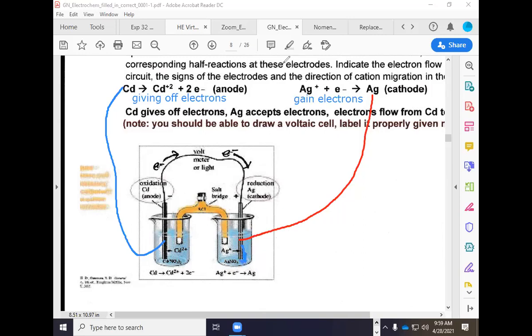I guess blue on blue is not that good of a color. Okay, so silver solid would start to form on here, because the silver ions are gaining electrons and becoming silver solid. This is solid. That's an S. Oh my God, that just looks like a blob.